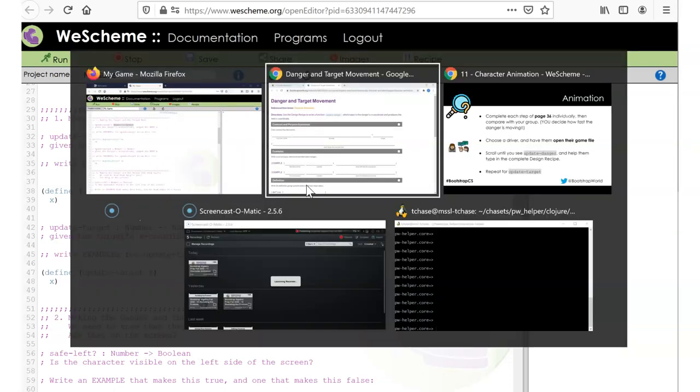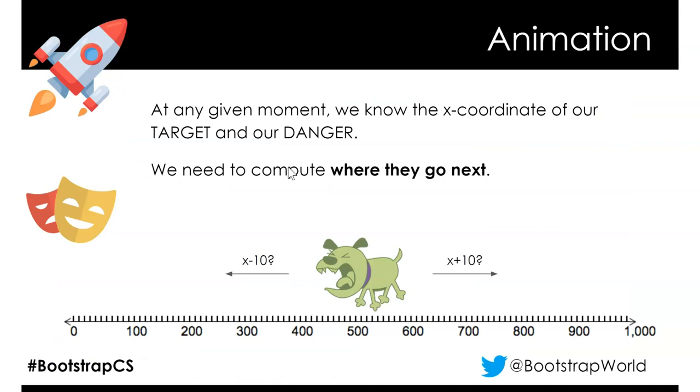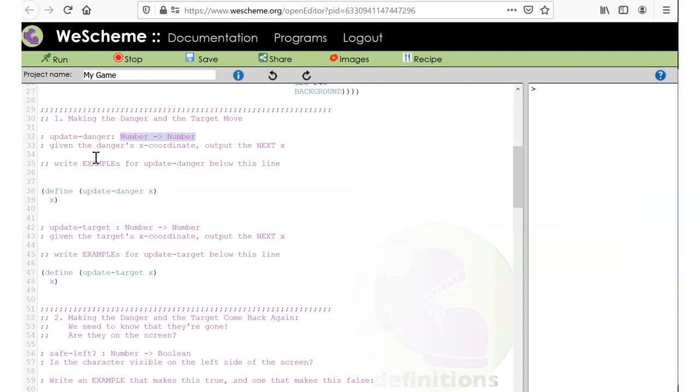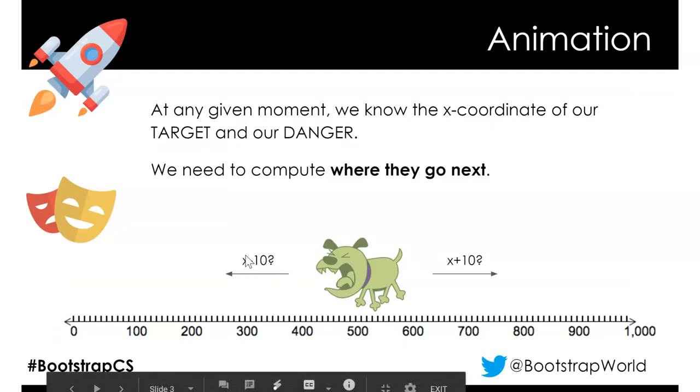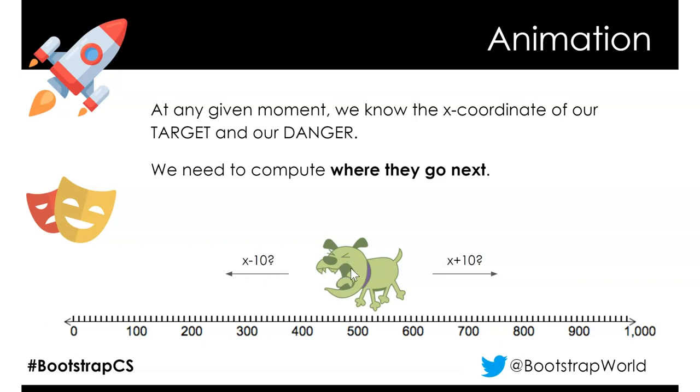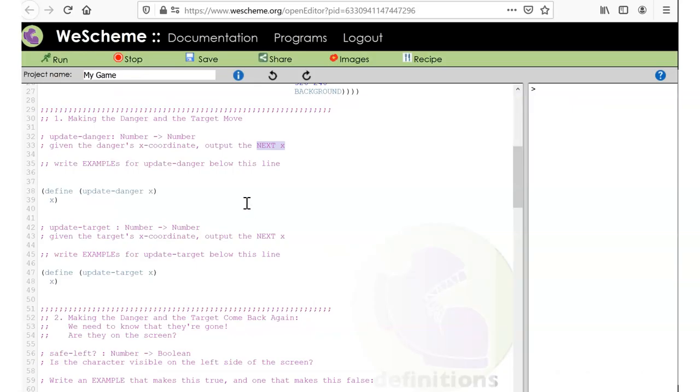Let's look back here at this slide. Takes in a number. That would probably be our position of where we were, right? And it gives back a number. That number is going to be either reduced or increased. So yeah, that makes sense to me. All right, so given the danger's x coordinate, I'll put the next x. Let's go back and look again. So I'm given an x coordinate, and I'm going to give back the next x, which is going to update the danger's position and have the illusion of movement. Okay.